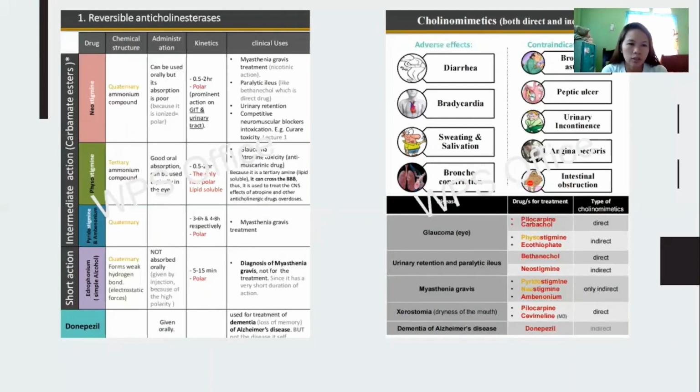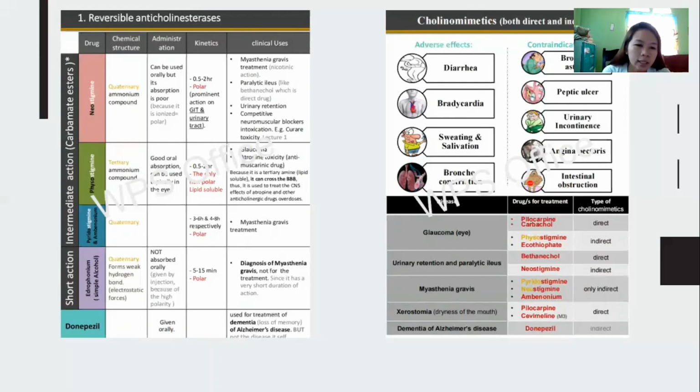Next is physostigmine. Chemical structure is a tertiary ammonium compound. Administration: good oral absorption, can be used in the eye. Kinetics: 0.5 to 2 hours, the only nonpolar, lipid soluble one. Clinical uses: glaucoma, atropine toxicity, anti-muscarinic drug. Because it is a tertiary amine and lipid soluble, it can cross the BBB, thus it is used to treat the CNS effect of atropine and other anticholinergic drug overdoses.